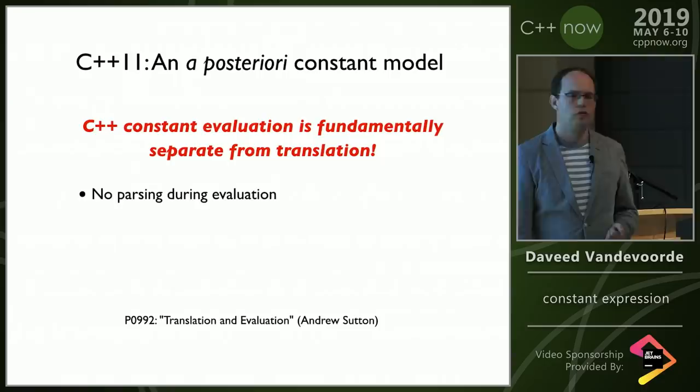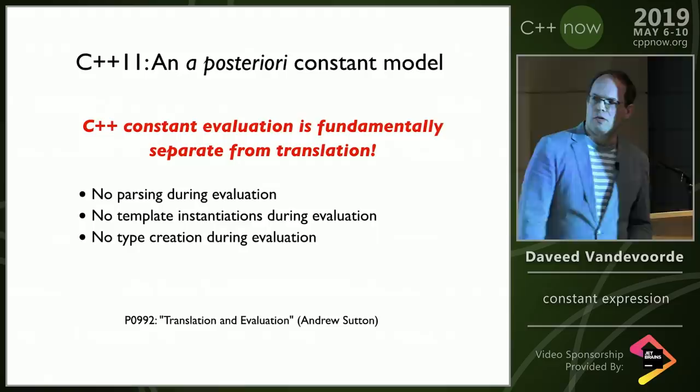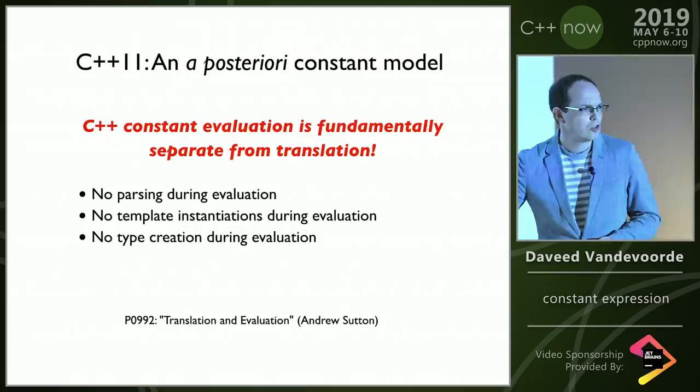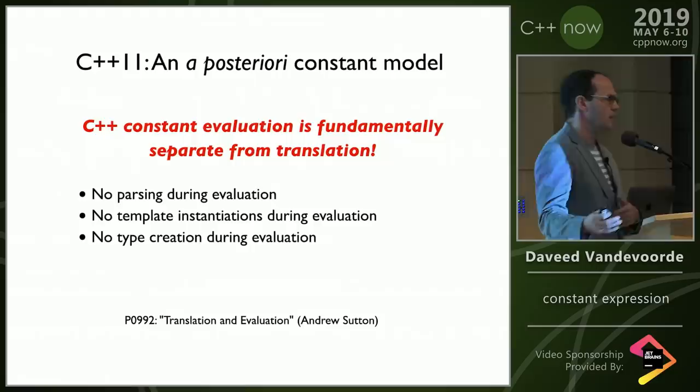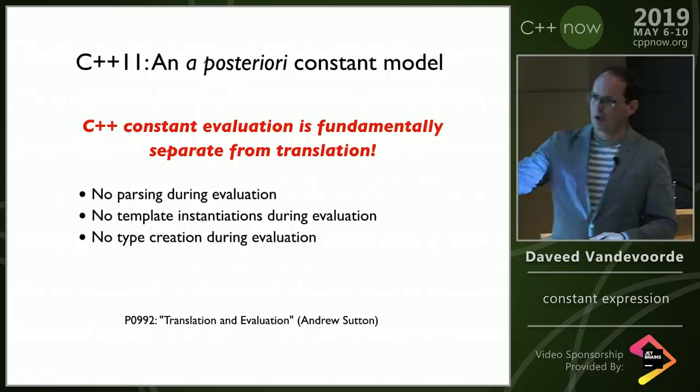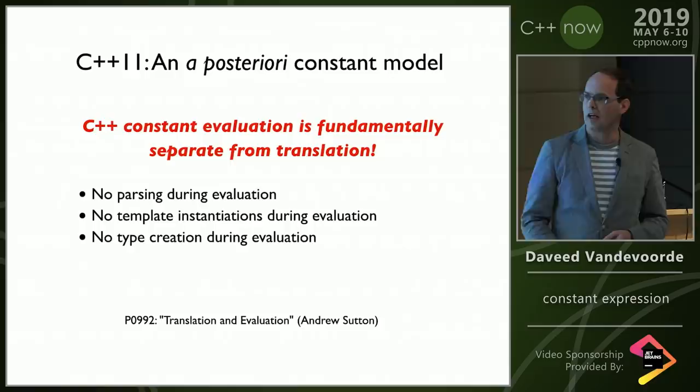You can't do any parsing. You can't start template instantiations. You can't start creating new types. And Andrew Sutton wrote a paper, if you go on WG21 link, P0992, it explains this in quite some detail, and he did that because he was frustrated by the number of emails he got from people saying, why can't I do this, or that, or that? Well, there's a whole bunch of stuff you can't do during evaluation. The only thing you can do is basically simulate an idealized machine.